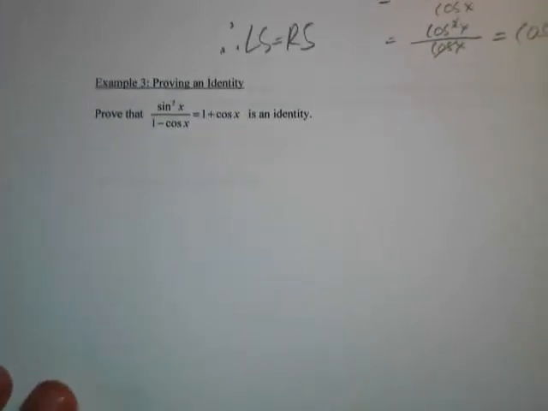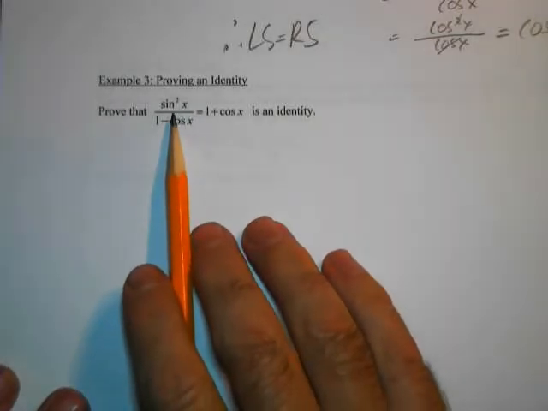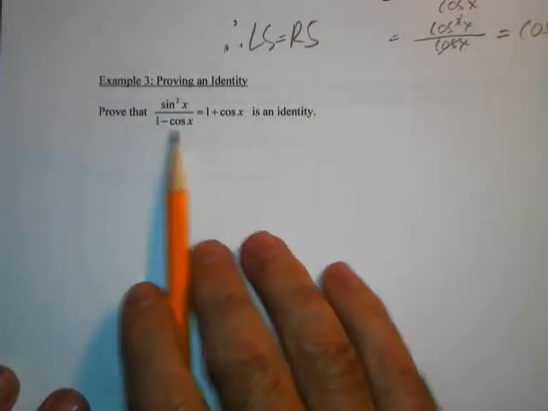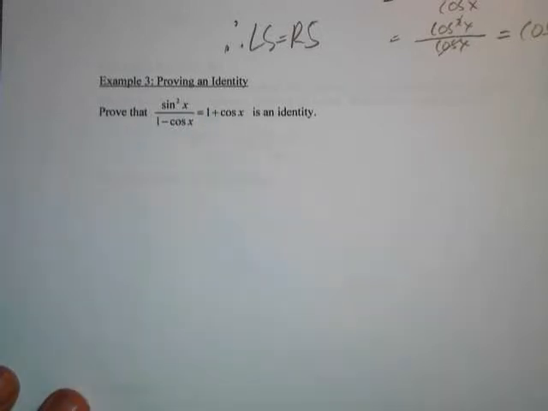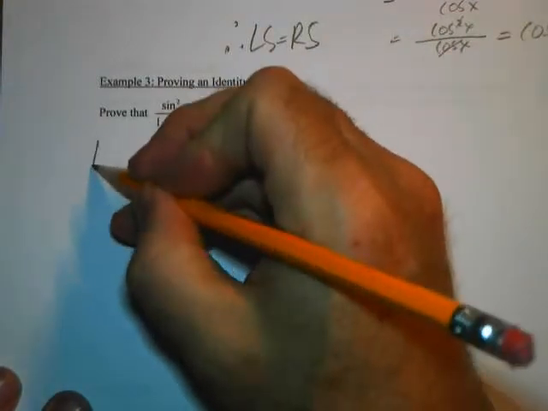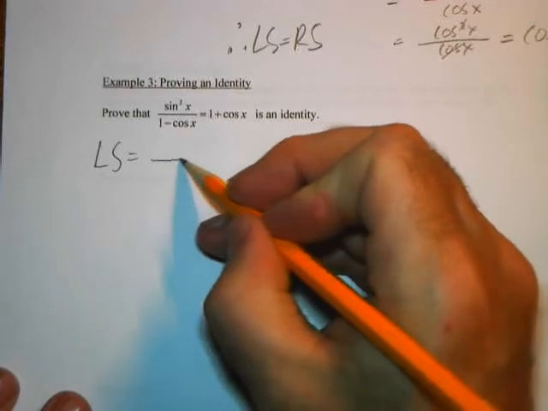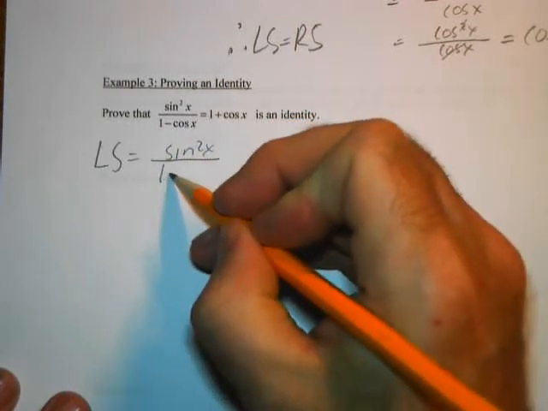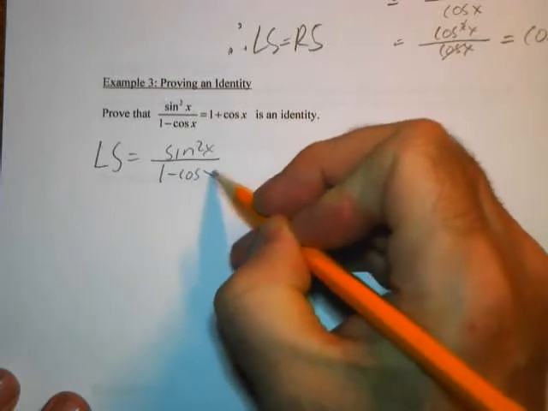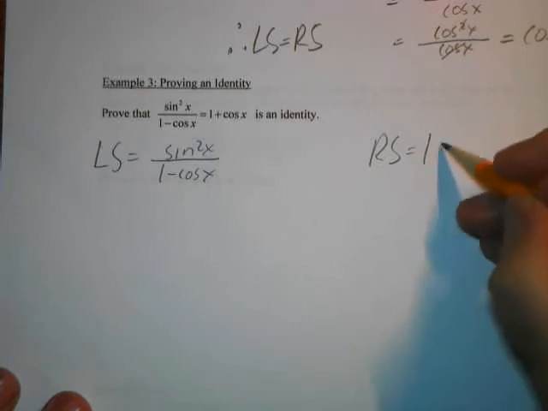Example 3. So this identity, again, is looking a little more complex. We have to prove that sin squared x over 1 minus cos x is equal to 1 plus cos x. So this is definitely the hardest one so far. So again, set it up the same way. You've got your left side over here, sin squared x over 1 minus cos x. And the right side over here is 1 plus cos x.